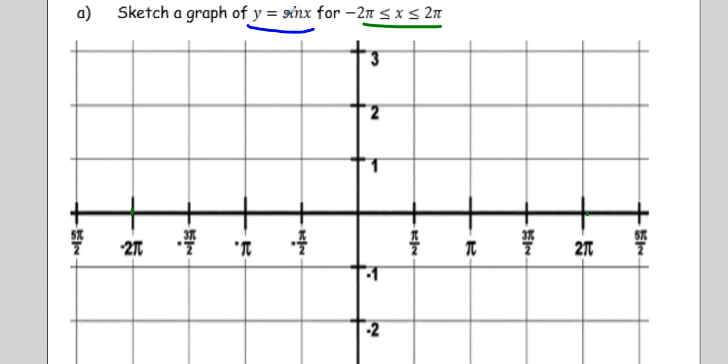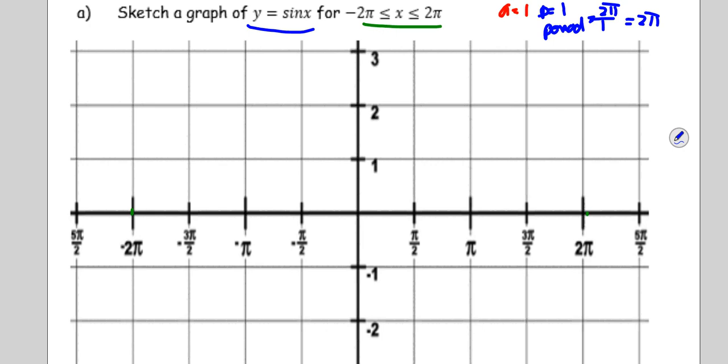So sketch a graph of y equals sin x. What's its amplitude? 1, good. So amplitude equals 1. Let's write all that stuff out. So A equals 1. What's its period? 360, yeah, so 2 pi. You're right. B equals 1. So period equals 2 pi over B, over 1, equals 2 pi. So it does a full cycle after 2 pi.